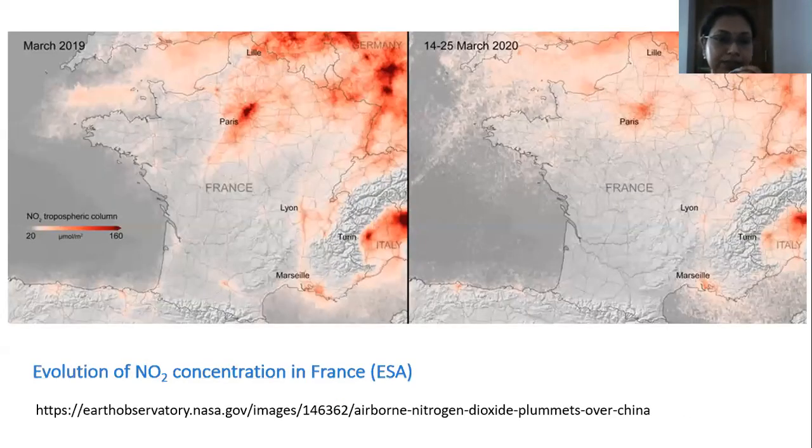Now, the same kind of pictures were caught in the areas of Europe. Here, France is shown where the nitrogen dioxide tropospheric column was very high. It was around 160 in March 2019, and in 2020 March, it has almost disappeared. It has come down to 20 micromole per meter square. So there is a huge difference. It has come down to almost 25% of what was there before in the March 2019. So here also the same picture we are getting.